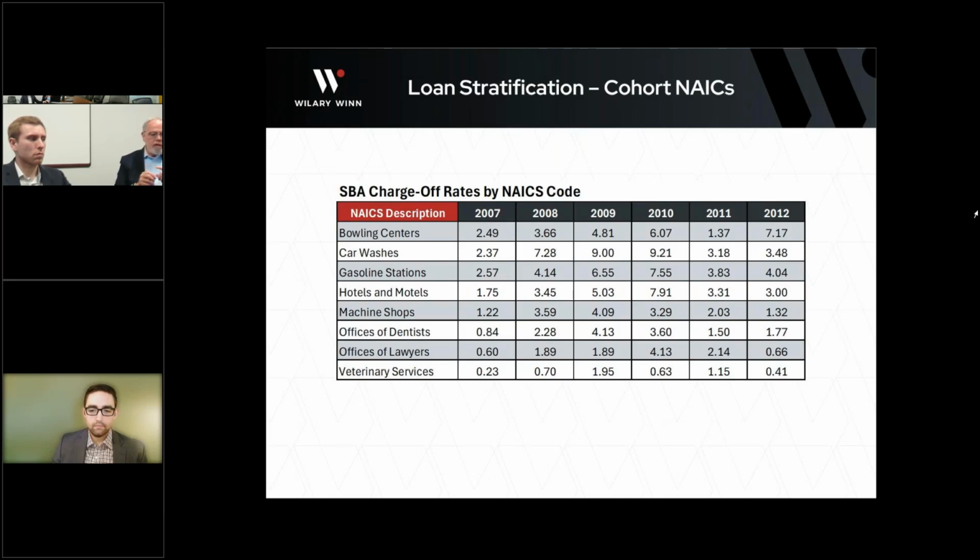Now, we do work for the top 5 SBA originators in the US. And I guarantee you that they understand these statistics extremely well. And in fact, when you look at the top SBA originator in the US, their portfolio of loans corresponds extremely closely to the low risk loans that we're seeing on this chart.